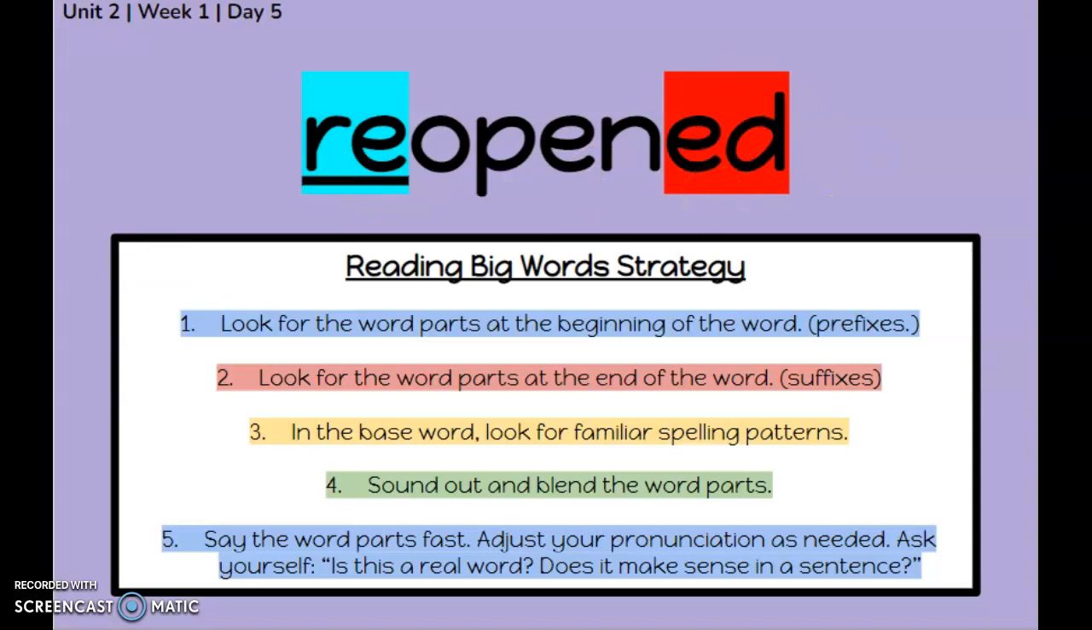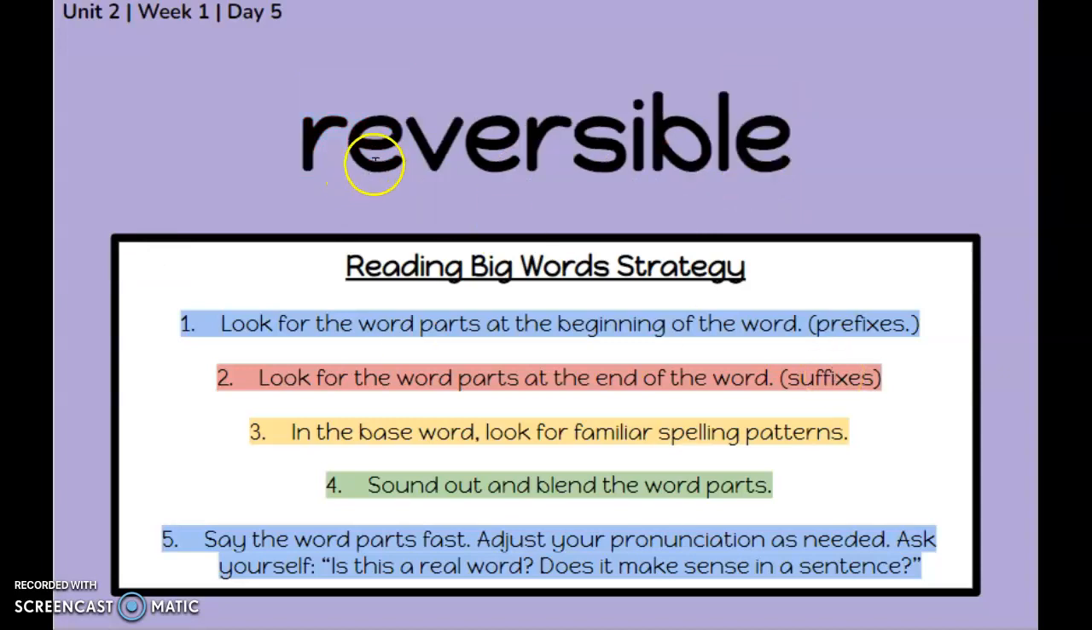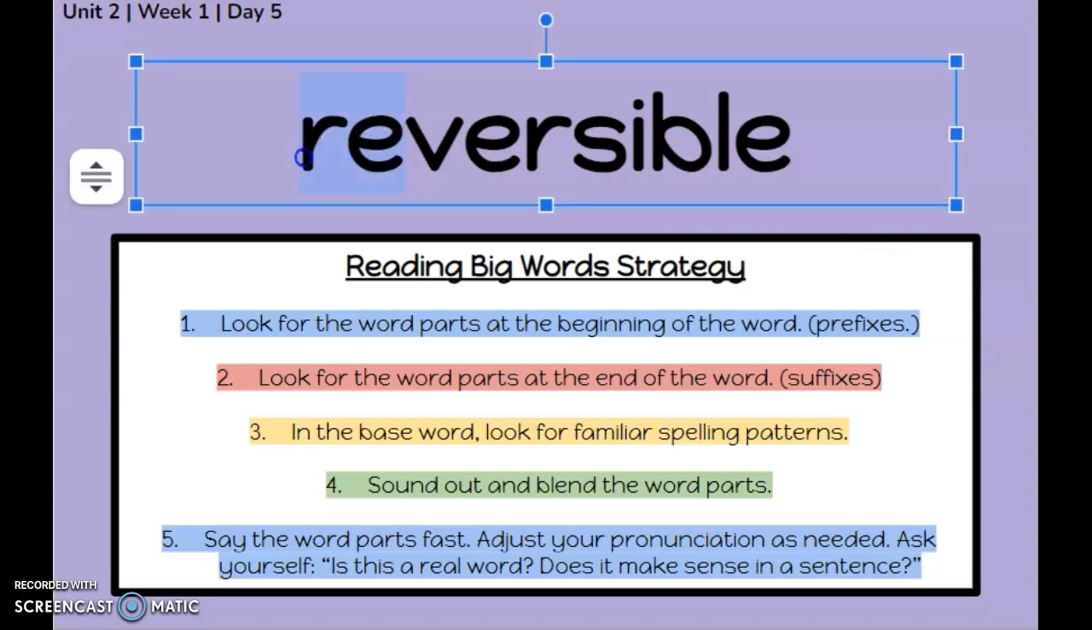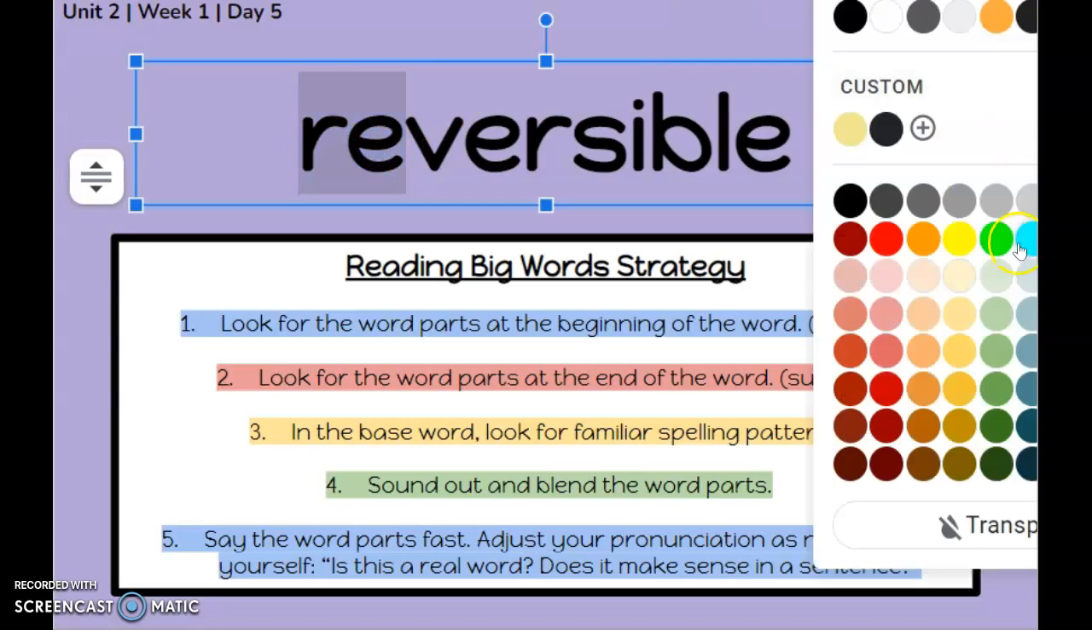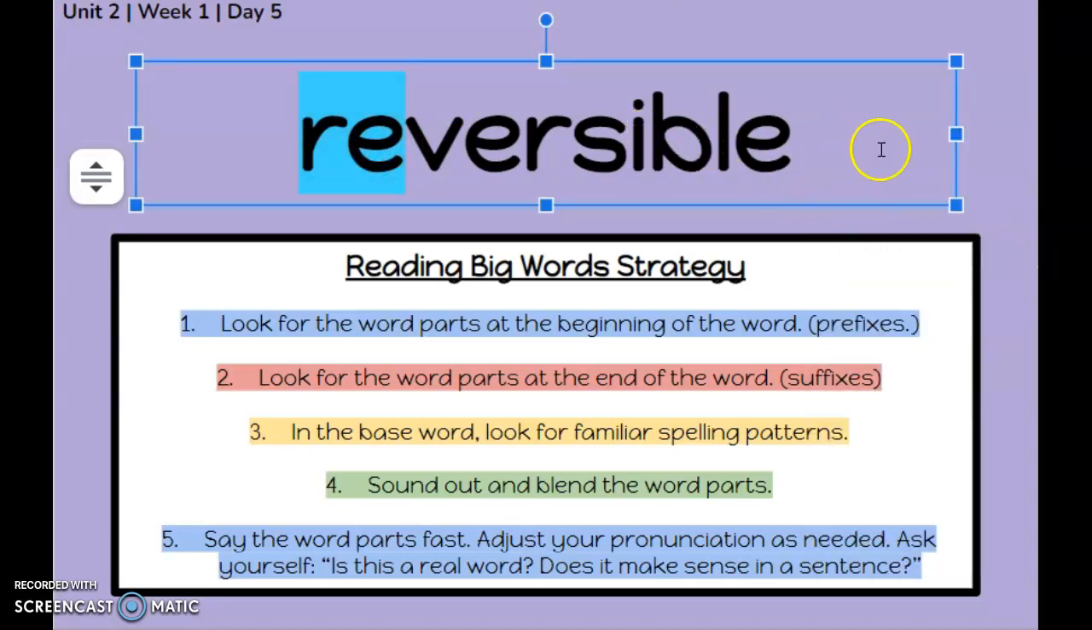Let's look at another example. Reversible. Looking for my prefix, I see re again. So I'll highlight that in blue. Ible. I know that is a suffix as well. And verse would be my base word.